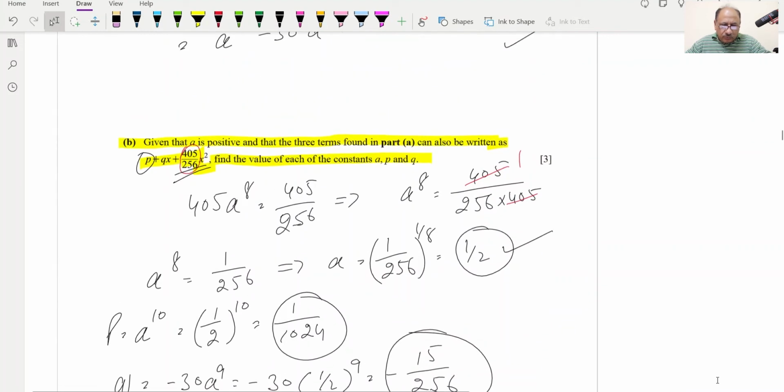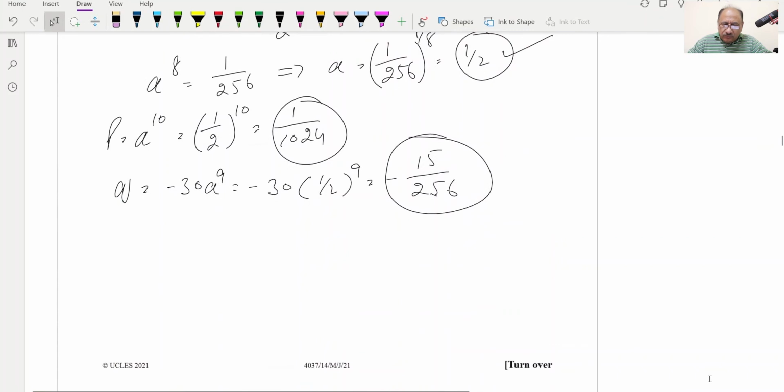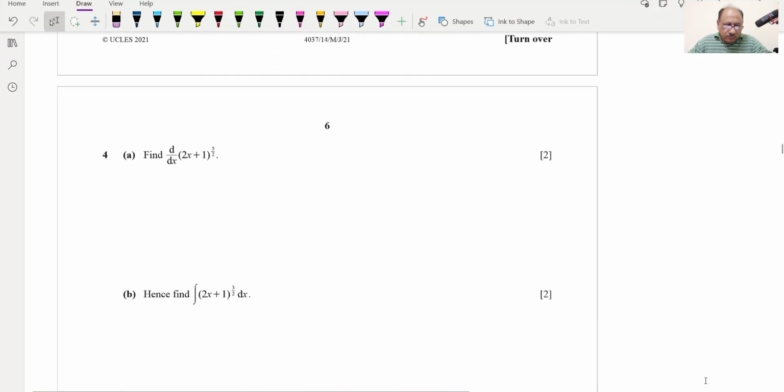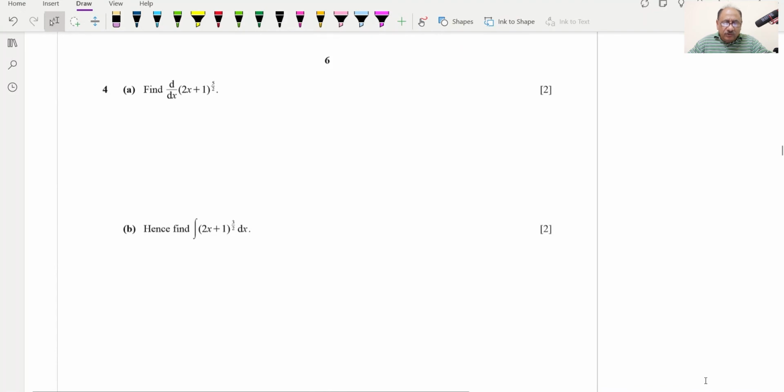So we were supposed to find the values of each of the constants a, p, q, which we have done. P is this one, q is this one, and this was a 3-mark question. We are done with this. Hopefully you understood each and everything. Question number 4.